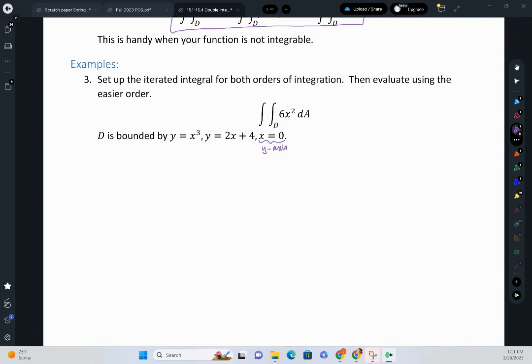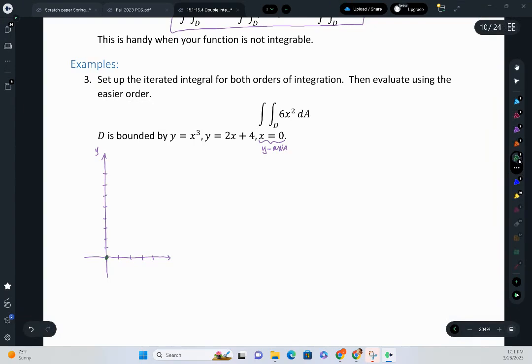Okay, and then we need to draw this. So I'm going to draw kind of a tall y-axis. 1, 2, 3, 4, 5, 6, 7, 8. I'm going to go up 8 for y. 2, 3, 4. I'll go out 4 for x. And I'm going to draw y equals x cubed first.